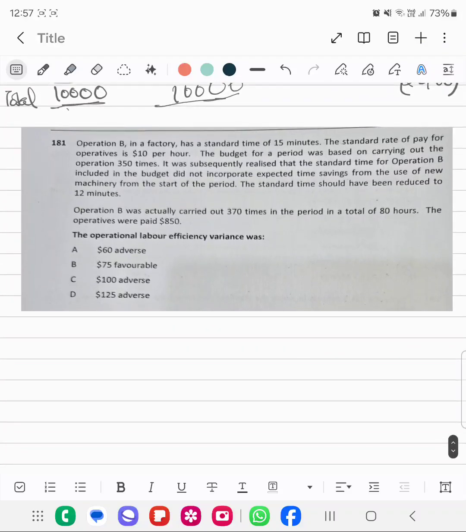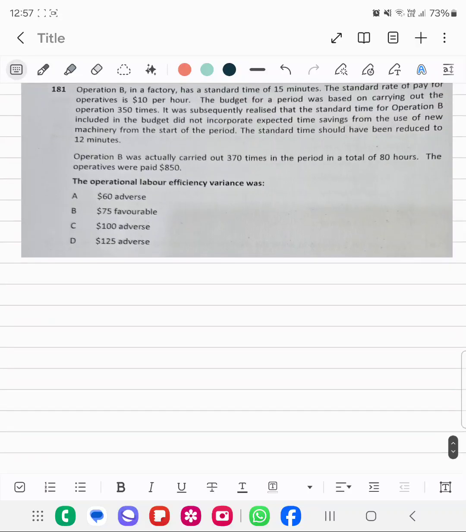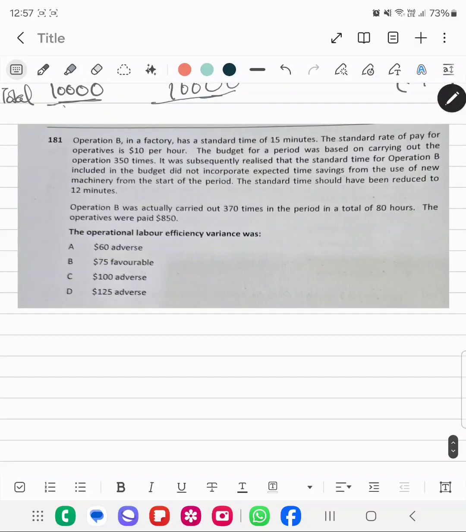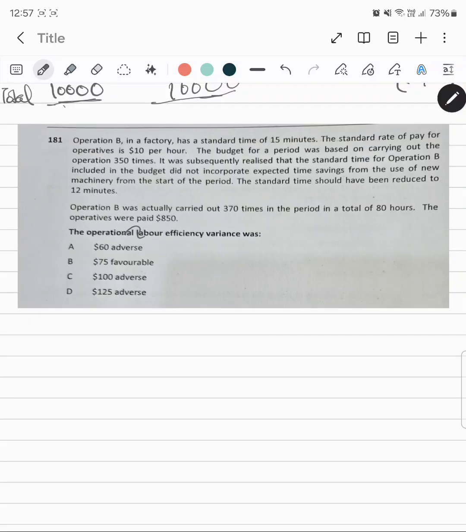Another question is, operation B in a factory has a standard time of 15 minutes. Okay. I think before reading the question, we should read what is the requirement. So the requirement over here is the operational labor efficiency variance. What is the operational labor efficiency variance?